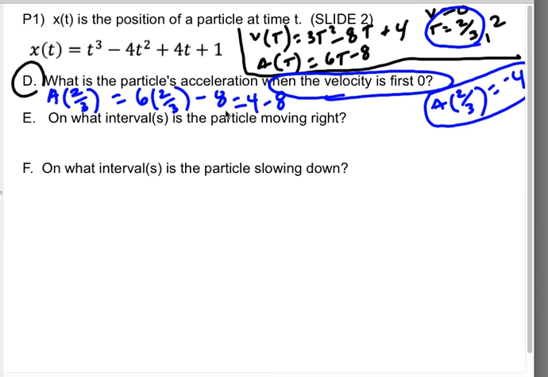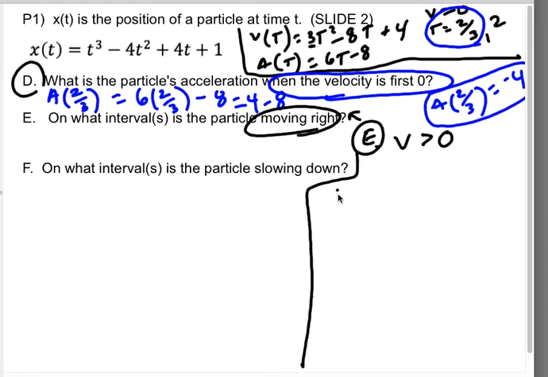E, when is this particle moving right? Again, your job here is to communicate that you know moving right means that V is greater than 0. There's a couple different ways to do it. V is another parabola with a positive leading coefficient. So there are two ways to do this comfortably.